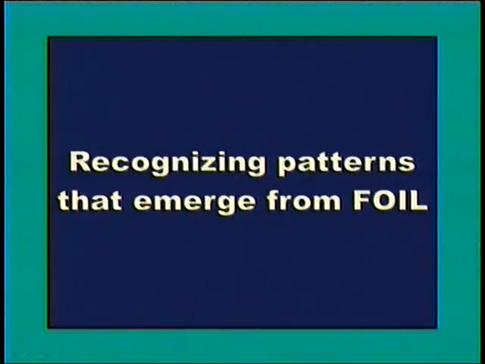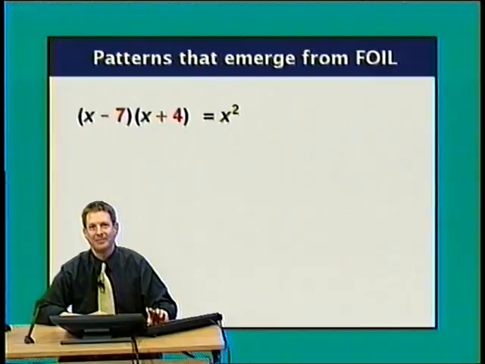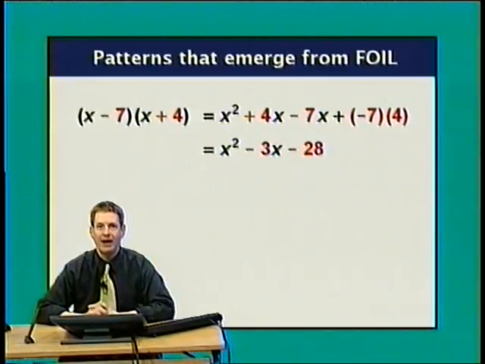So let's talk about recognizing patterns that emerge from FOIL. And I think a good starting point for recognizing these patterns is to do some foiling. So let's FOIL out x minus 7 times x plus 4. There's my product of the first terms. There's my product of the outside terms. There's my product of the inside terms. And there's my product of the last terms. And when I simplify, I get x squared minus 3x minus 28.